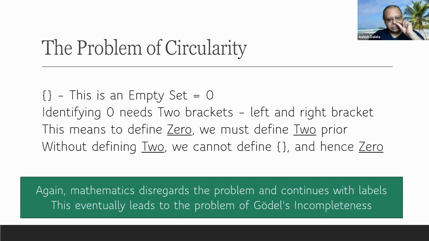This eventually leads to the problem of Gödel's incompleteness. This is a big topic, and unfortunately, I cannot go into that. But if you're interested, I have a book on what is the problem of Gödel's incompleteness and how it is related to sets and things like that. But essentially, even without understanding what Gödel's incompleteness is, we can simply see a problem with the set theory, whereas I need to define 0, but I'm assuming 2.